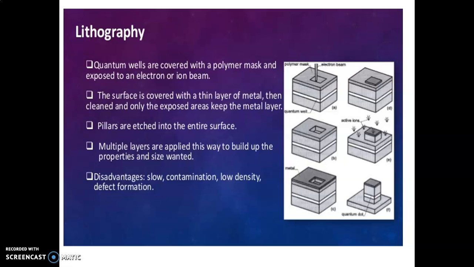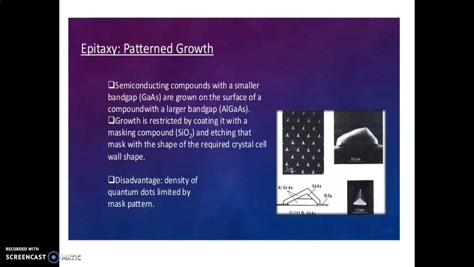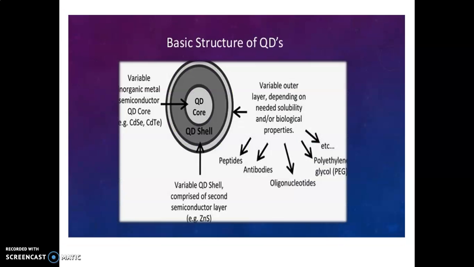Then the methods. What methods are we going to use for developing the quantum dots? First of all, lithography. Second is the colloidal synthesis method, and the third is epitaxy. So these three methods are used to develop the quantum dots. In this class, we covered the basic definition of quantum dots, quantum well and quantum wire. I think you are very clear about this topic. In the next video, we will see the manufacturing process of quantum dots. Thank you very much, students.